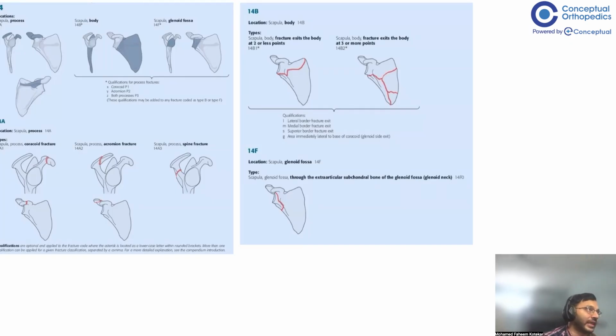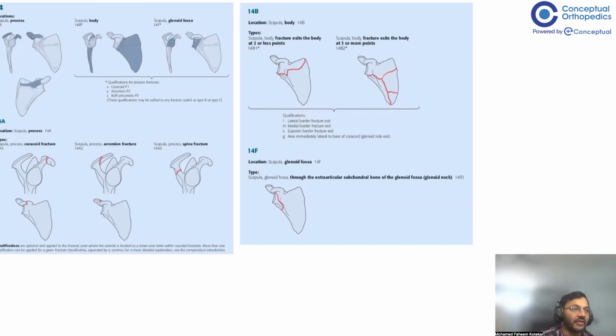So 1-4A is the process fractures, the three processes being the coracoid process, the acromion process, and the spine. 1-4B are the body fractures. Body fractures are simple fractures, which exit the body at 2 or fewer points, or complex fractures where it exits at 3 or more points. Again, this is irrespective. Most body fractures are treated non-operatively.